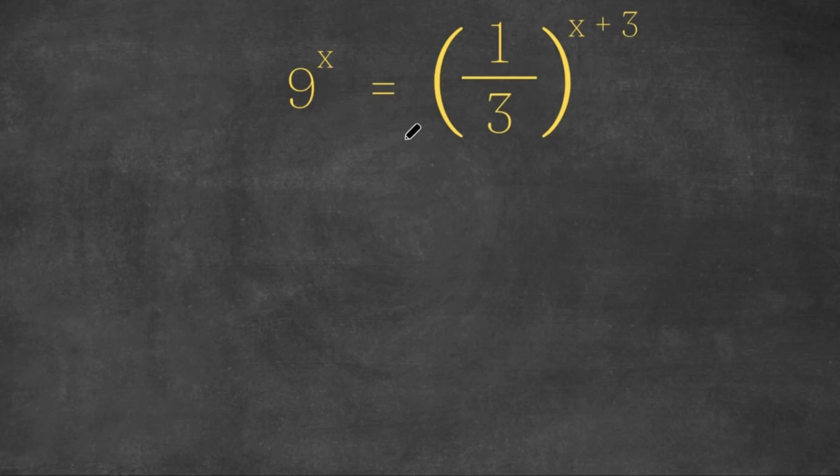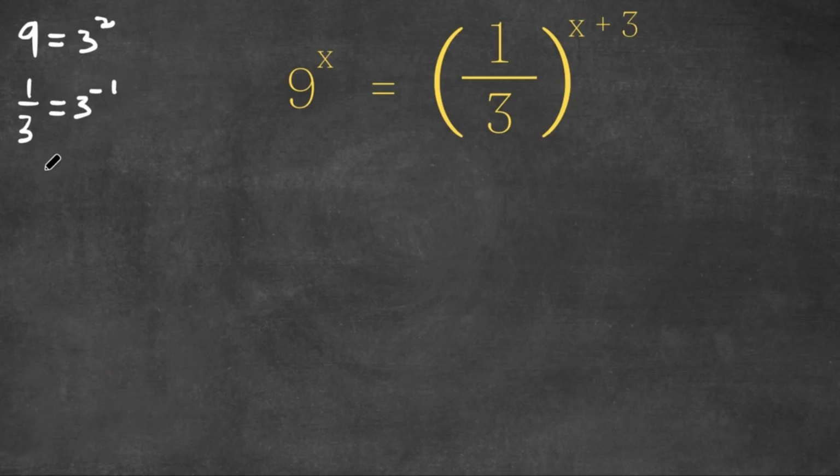Now, whenever we're solving exponential equations such as these ones, we always want to make the bases of the two terms the same. And right now, the bases are 9 and 1/3, which are nowhere near similar. So I'm going to change both of these bases to a common base, which is 3. So 9 is equal to 3 squared, and 1/3 is equal to 3 to the power of -1.